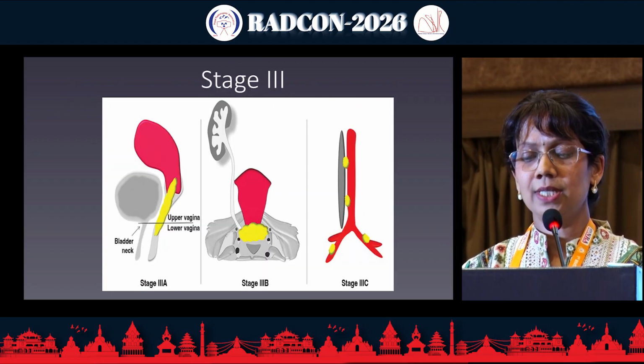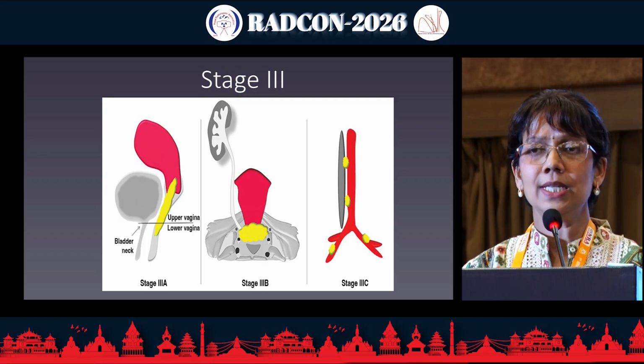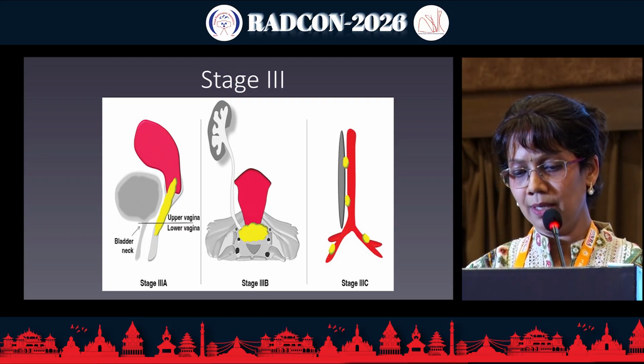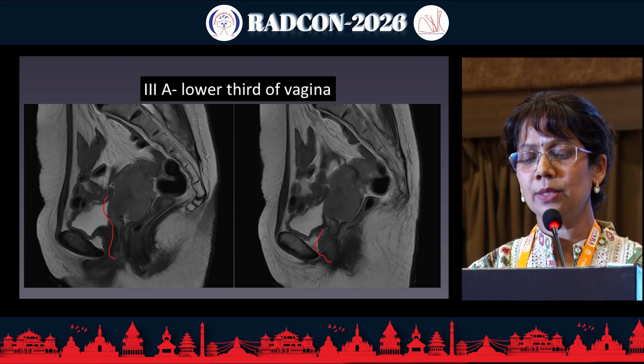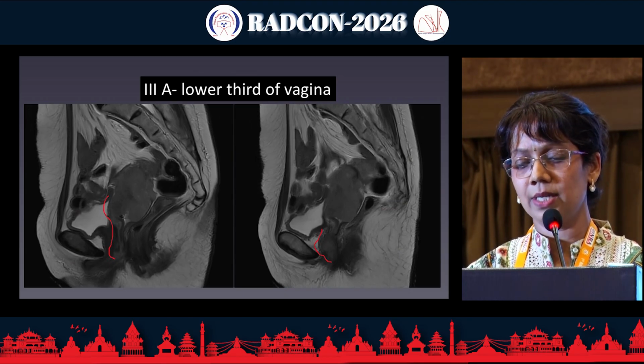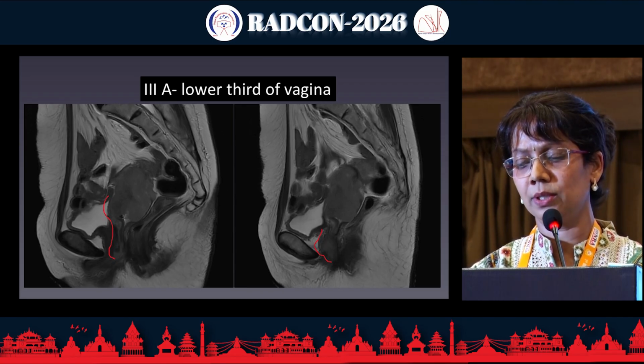A stage 3 is also divided into 3A when it is involving the lower third of the vagina. As seen in these cases, the large intermediate signal intensity cervical mass is involving the anterior fornix, the anterior wall, going all the way down into the lower third of the vagina.